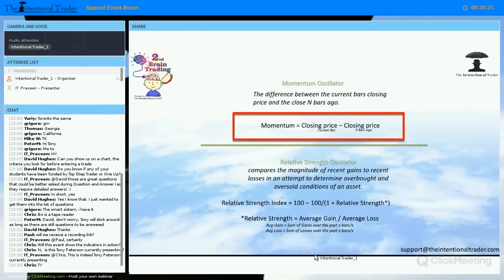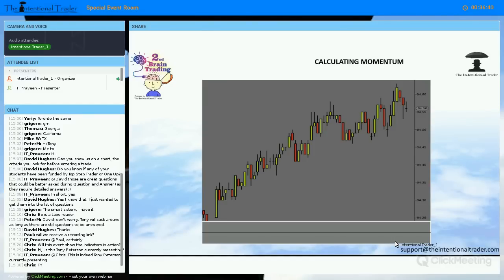Okay, and to calculate the momentum oscillator, we're going to look at the closing price of the current bar minus the closing price of X bars ago. So we're going to say maybe 10 bars ago for this particular example. All right, so we've got a chart here. This is how we're going to calculate this oscillator that we see on the bottom.